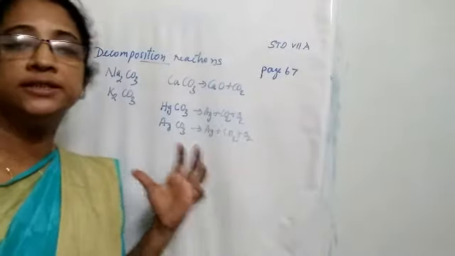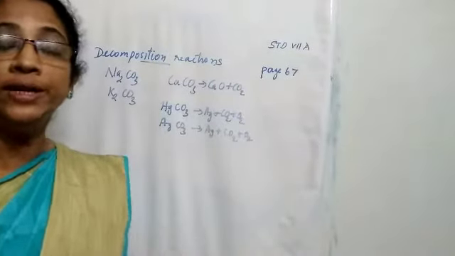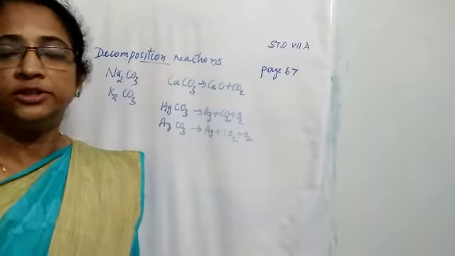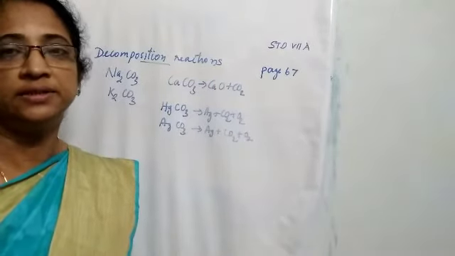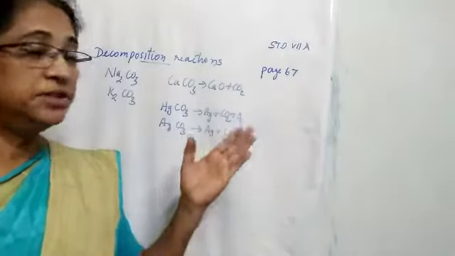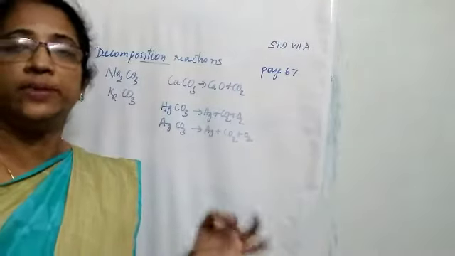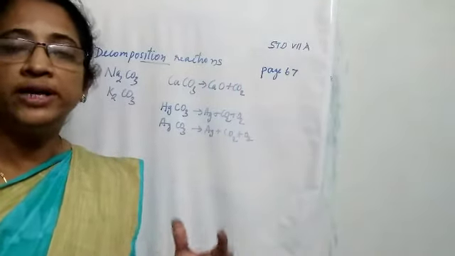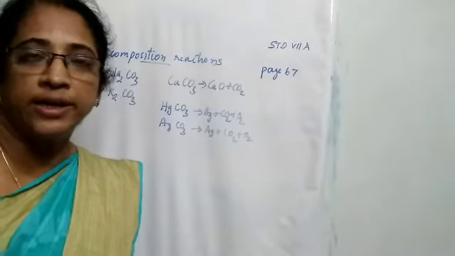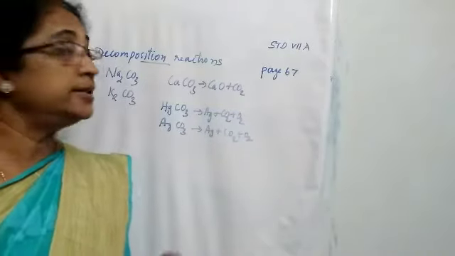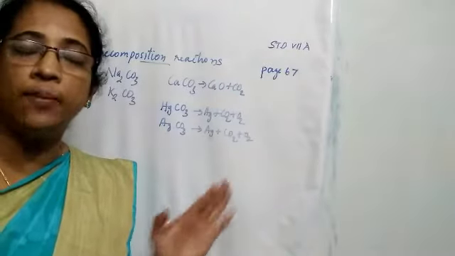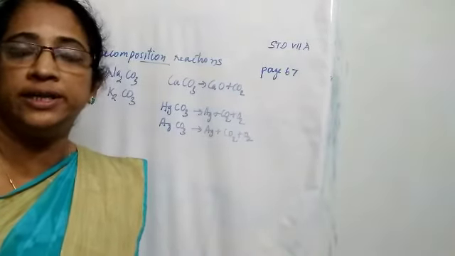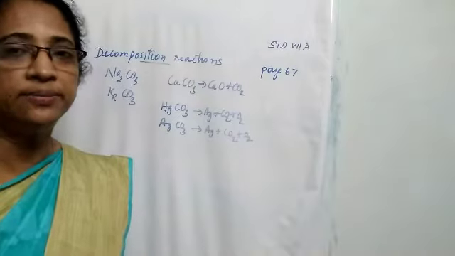Next, let us discuss the action of heat on various compounds. First of all, let us take the action of heat on different carbonates. In the activity series, the first two elements are sodium and potassium. Sodium carbonate and potassium carbonate are highly stable and cannot be decomposed on heating. So name two carbonates which do not decompose on heating: sodium carbonate and potassium carbonate.